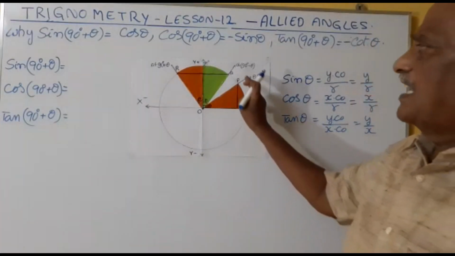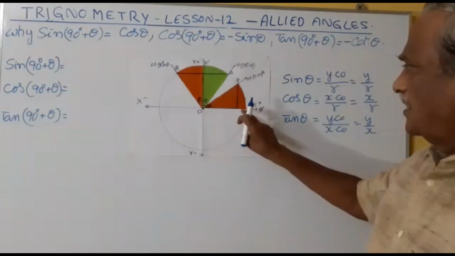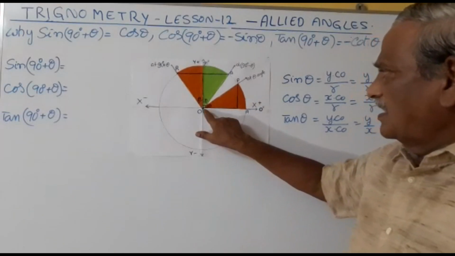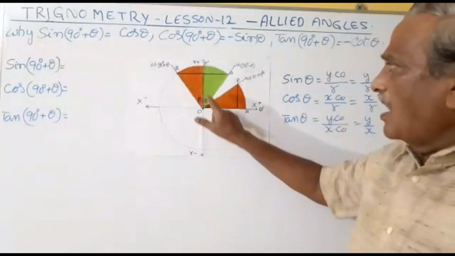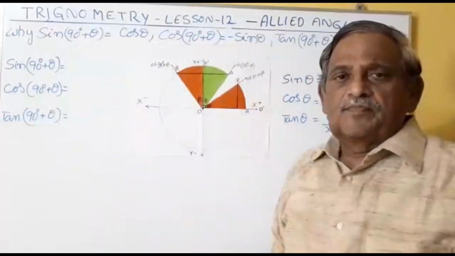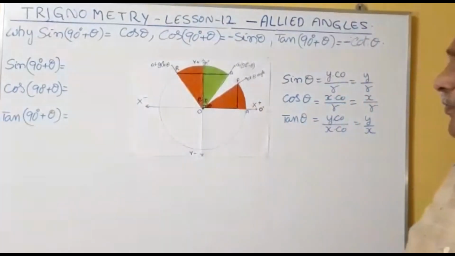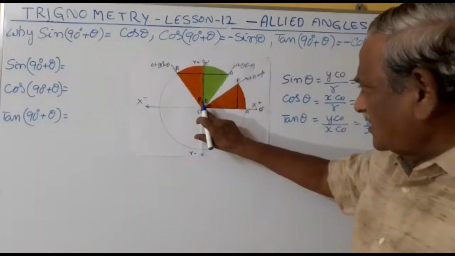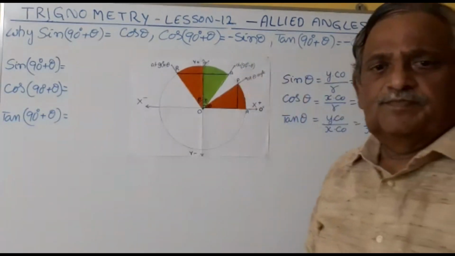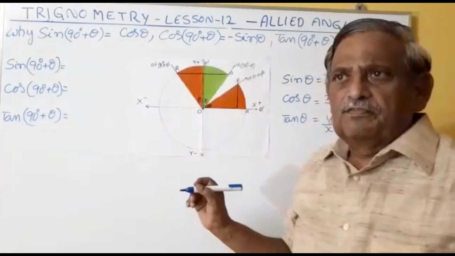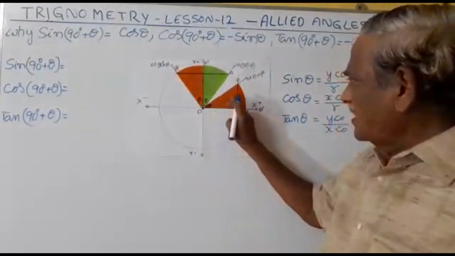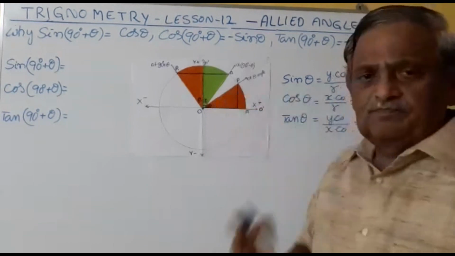consider a circle of radius r units whose center is the origin of the coordinate axis. Now, consider a sector OAP of this circle where the central angle is theta degrees. The central angle of the sector is theta.